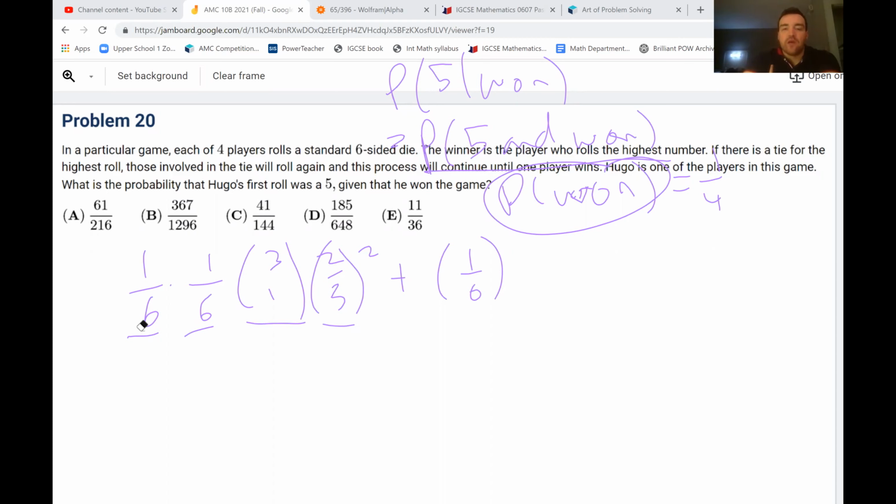1/6 chance that Hugo rolls a 5. Choose 2 out of your 3 people. Both of those other people also need to roll a 5, and then the remaining person needs to roll less than a 5, which is 4 out of 6 or 2/3, right? Or Hugo rolls a 6.